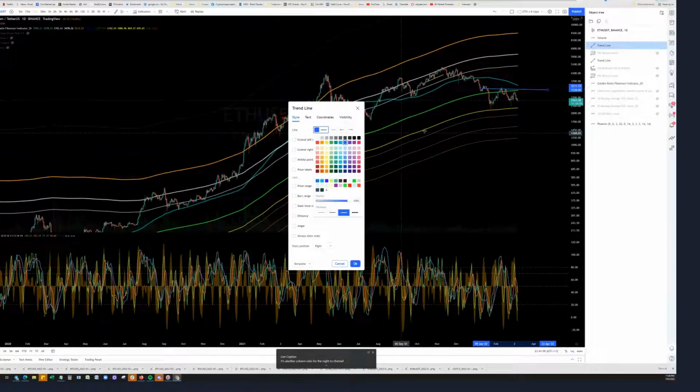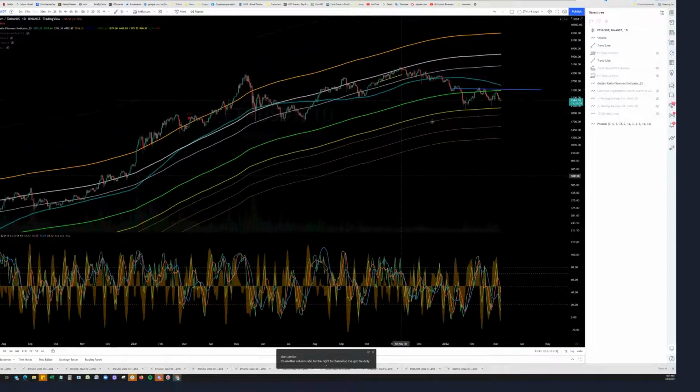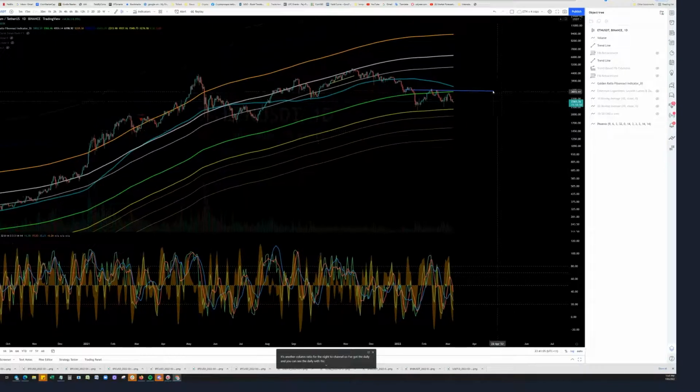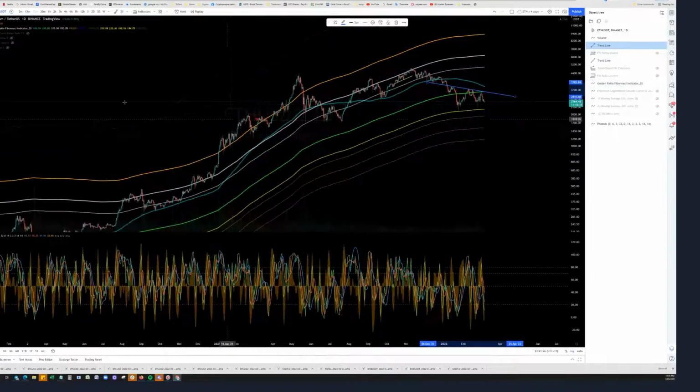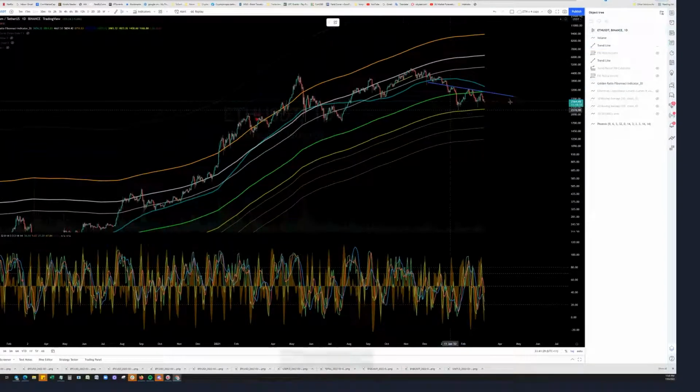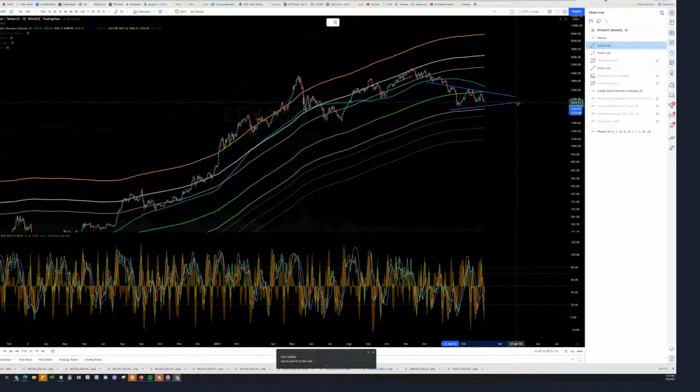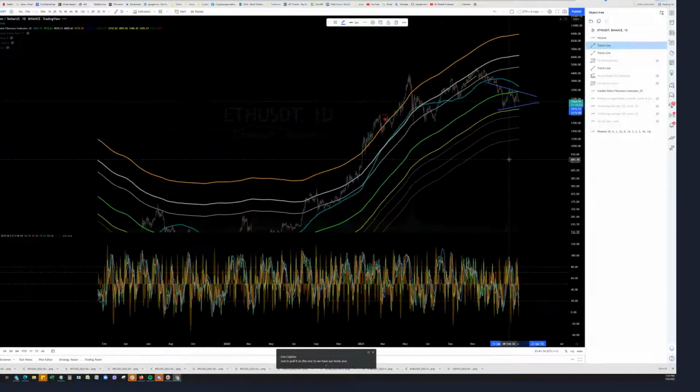I'll just do blue on this one. So we have our levels, and that was definitely our level. You can see that trend line, a strong trend line of resistance, and then we've got this Fibonacci middle to act as resistance. It's looking like a continuation pattern as well so far. I don't think it's a reversal. I think it's going to drop.